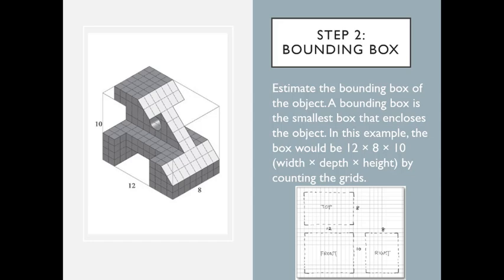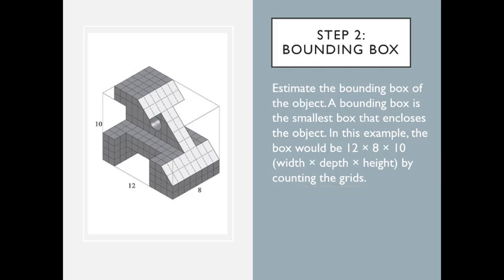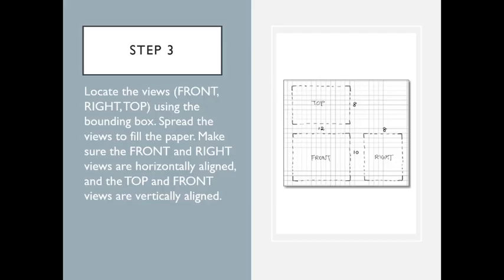In this case, the size of the bounding box is 12 by 8 by 10 grids. Sketch the front, right side, and the top view of the bounding box by sketching the three rectangles. Make sure they are aligned horizontally and vertically. If the size of the box is too large or too small for the paper, scale the rectangles. Spread out the views evenly in the paper.